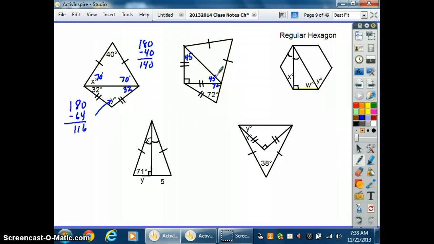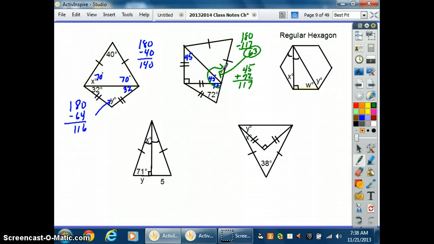Okay, now we have something interesting. We need to find this angle. We know these three angles form a half circle, 180. So if we add 45 and 72, that gives me 117, and 180 minus 117 will give me my missing angle of 63. So this angle here is 63.